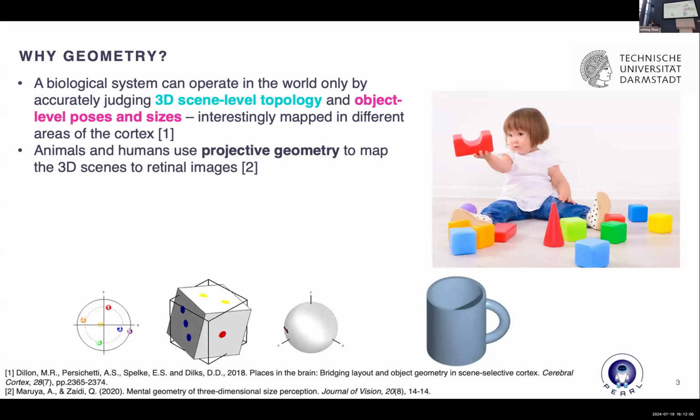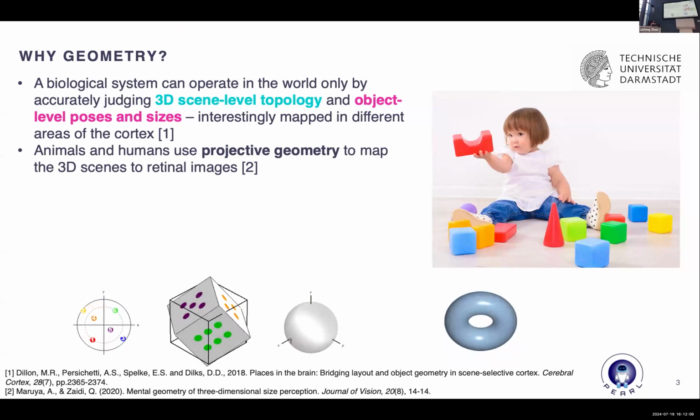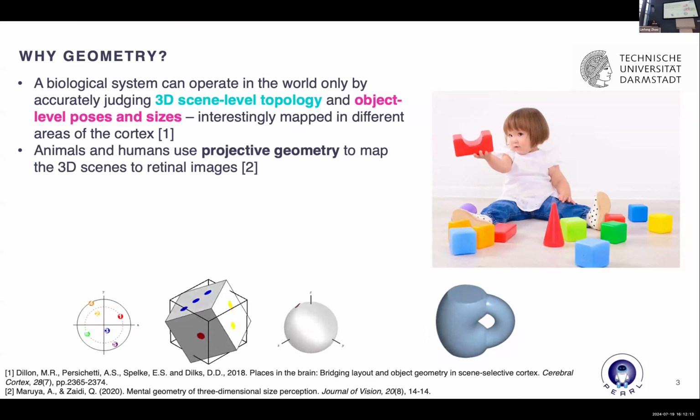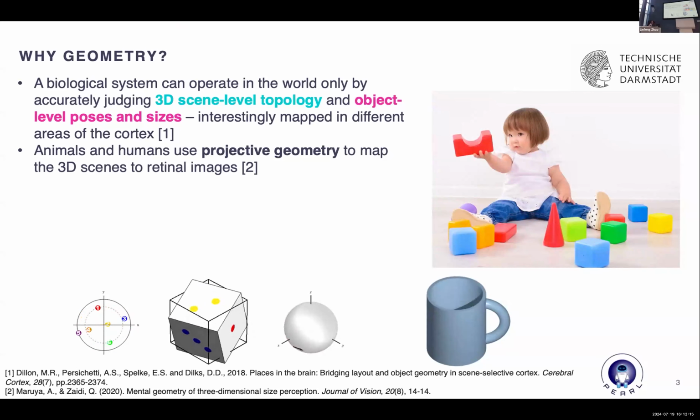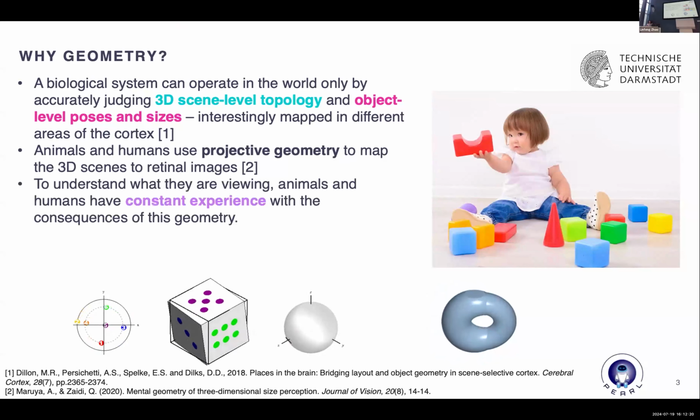And it's also very interesting to understand that animals and humans use projective geometry to map these 3D scenes to retinal images. This doesn't work now for some reason. Let me see. Okay.